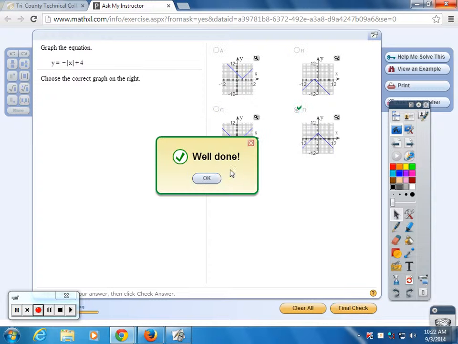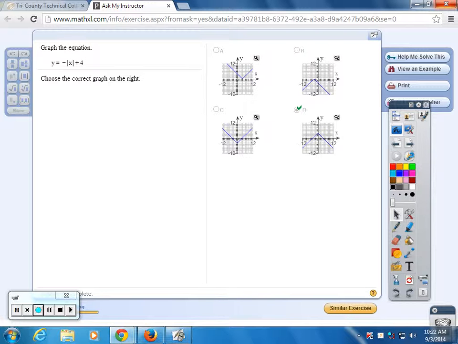If it was -4, it would go over 4. It would be X plus 4 inside the absolute values, and there would not be a 4 on the outside of the absolute values. This is negative absolute value of X plus 4. This is absolute value of X minus 4.